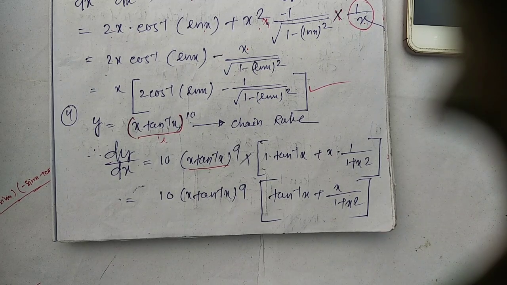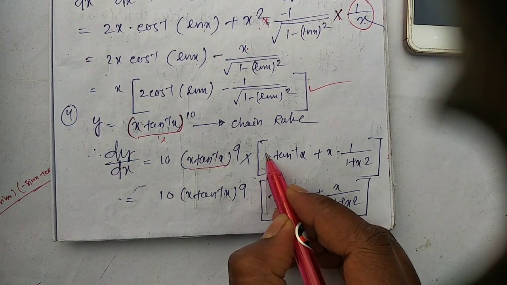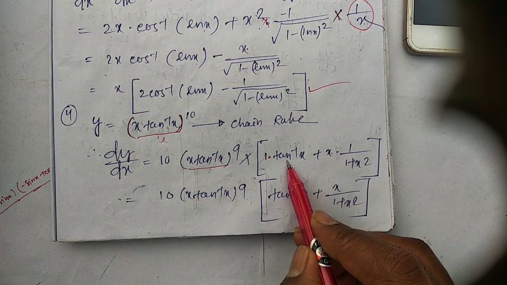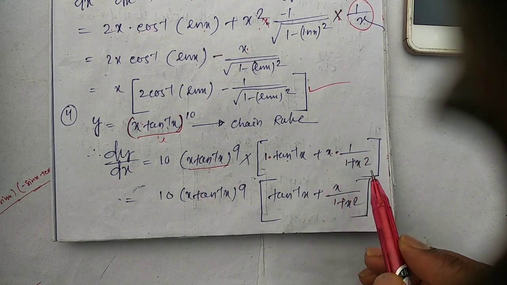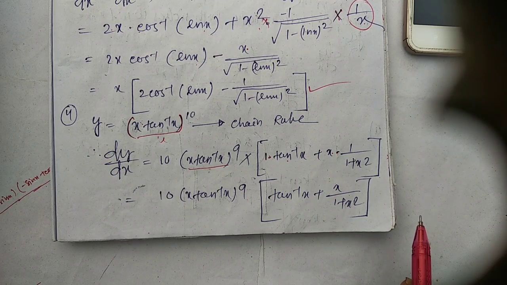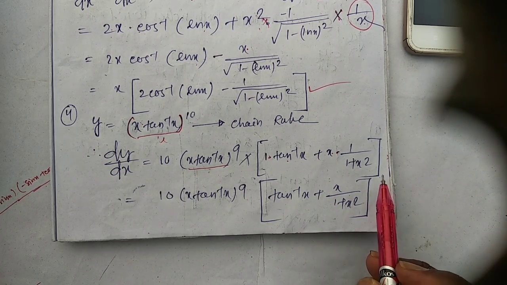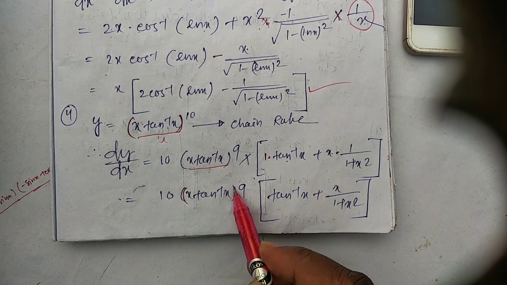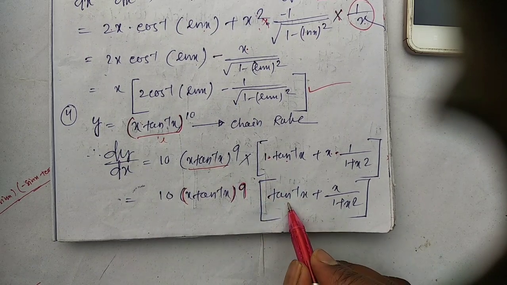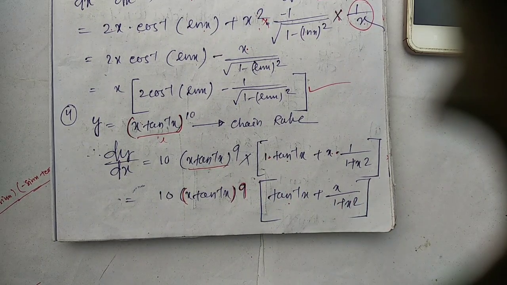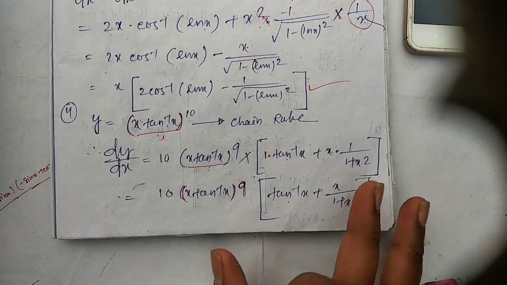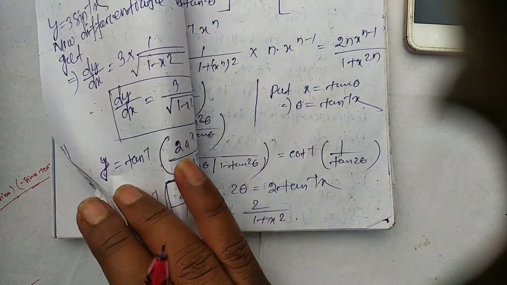Product rule apply, because x into tan inverse x is a product. So first, the derivative of x is 1 into tan inverse x, plus x into the derivative of tan inverse x, direct formula, just put here 1 upon 1 plus x square. So this will be equal to 10 into x tan inverse to the power 9 of tan inverse x, plus x by 1 plus x square. Okay, so on simplification we will get this much, or you can take LCM, then write the answer.